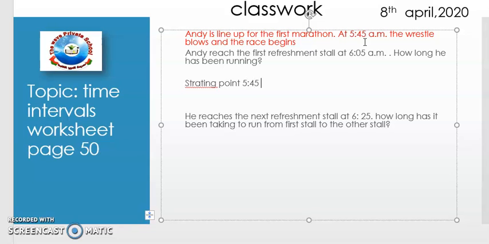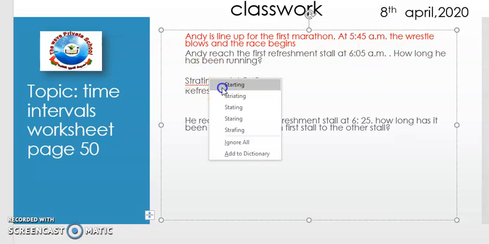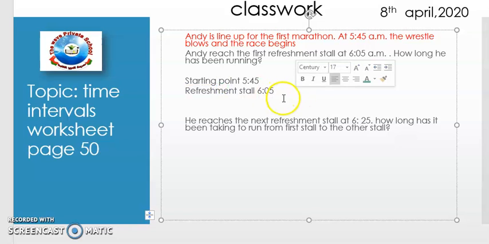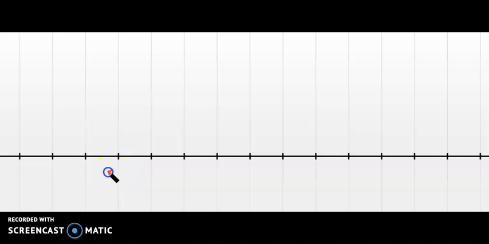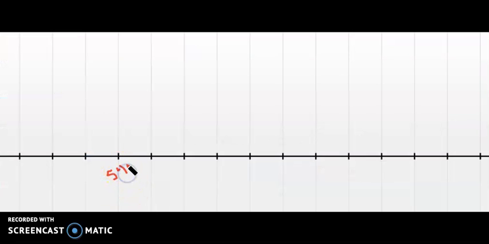5:45. Okay, and the refreshment stall at 6:05. Now I need to find the duration. From 5:45 to 6:05 we need to go. So now my starting point is 5:45, right? So I will write here. And from 5:45, like I told you before, we need to arrange this in a good form. Like 5:45 to 6 o'clock.